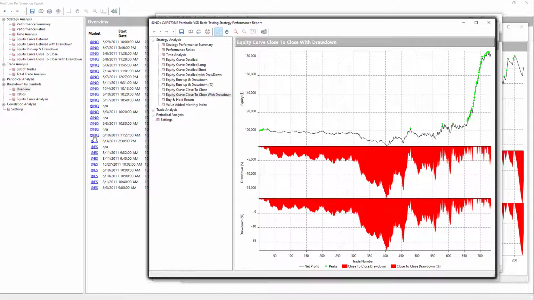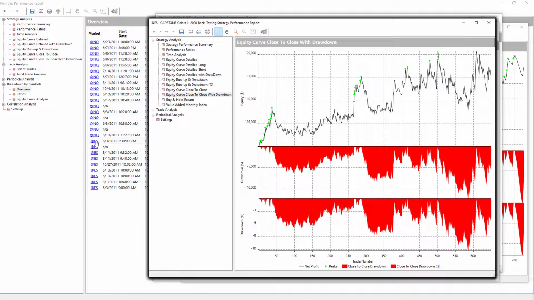So this is VSD, one of our newer strategies, within a normal drawdown, developed from this time period. For this time period forward, this is a normal drawdown. And let's see, that is VSD. Those are the Nasdaq strategies. Look at the ES strategies. Cobra 3 2020, normal equity curve.